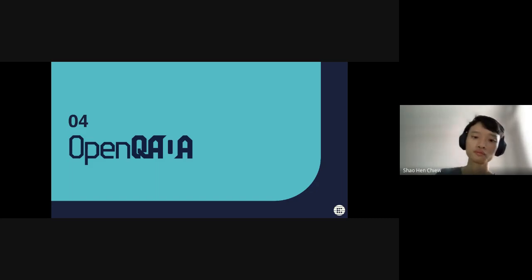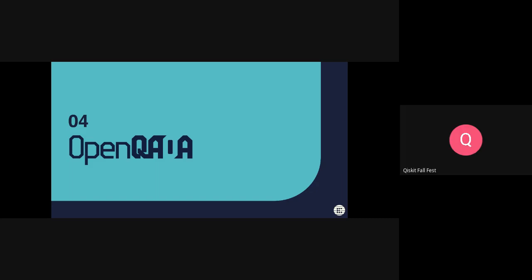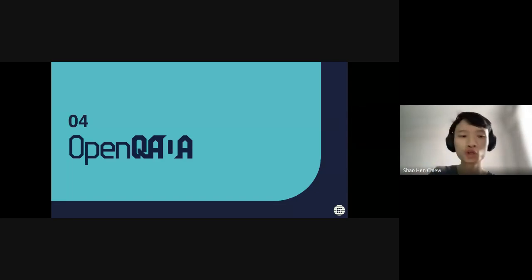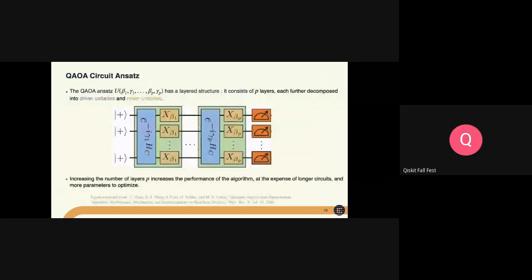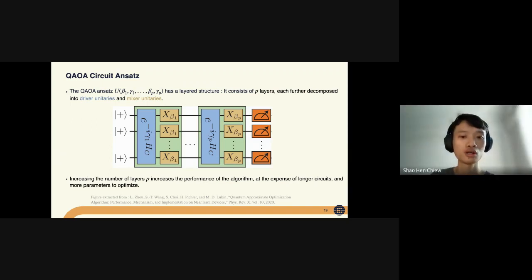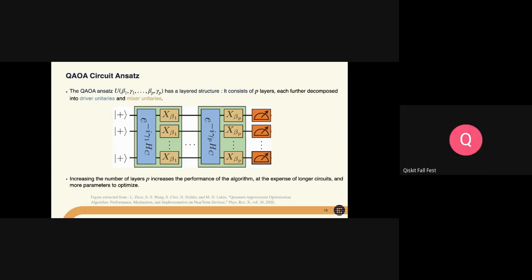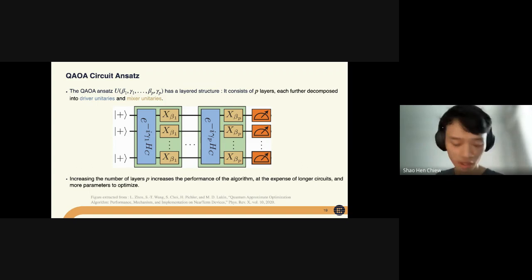Yep, sure. Can you explain a little bit more about why QAOA needs to apply P layers? The number of the layers. I see. Okay. Yes, it's clear now.